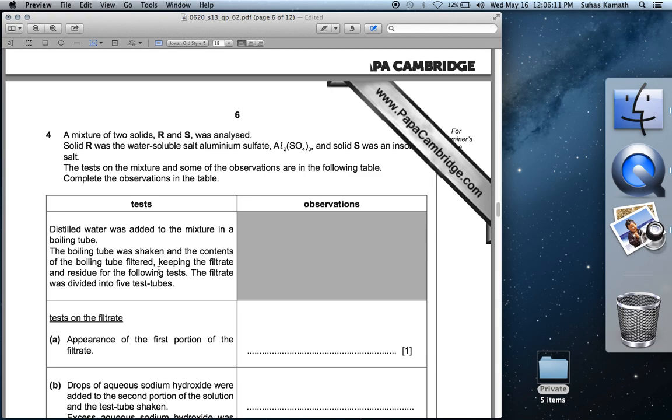So what has happened here? They mixed in water, so all the aluminum sulfate got inside the water and solid S was left over. So now, what's next? They filtered it, so solid S and solid R are separated. Now the solution R is split into 5 portions. Appearance can be colorless.